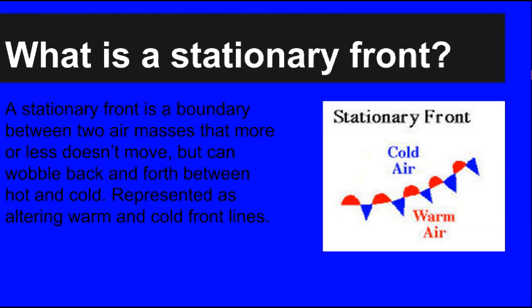Now, what is a stationary front? A stationary front is a boundary between two air masses that more or less doesn't move, but can wobble back and forth between hot and cold. This is represented by alternating warm and cold front lines.